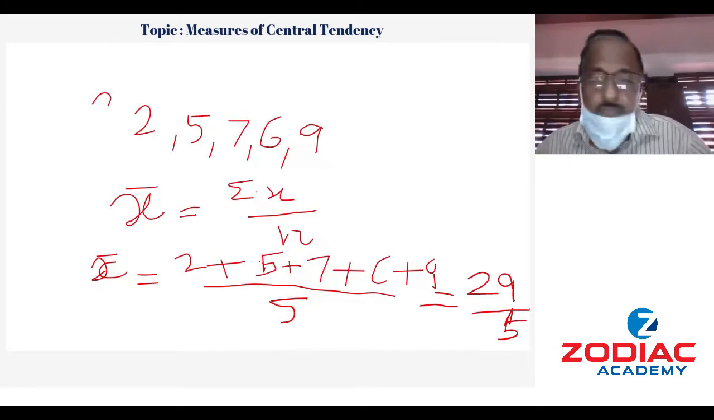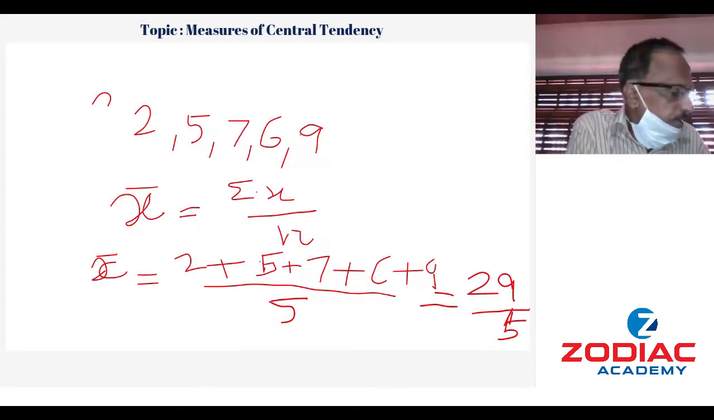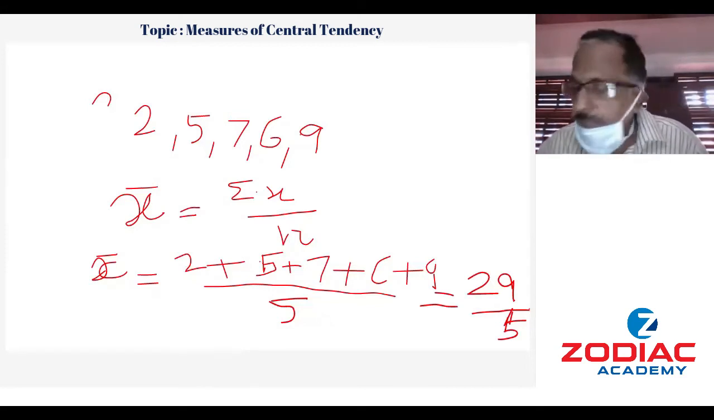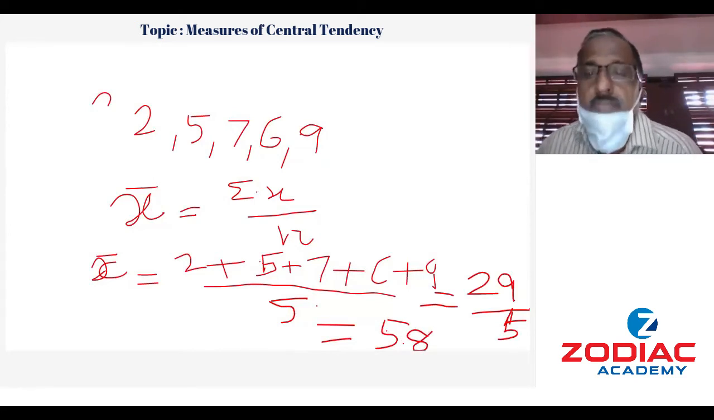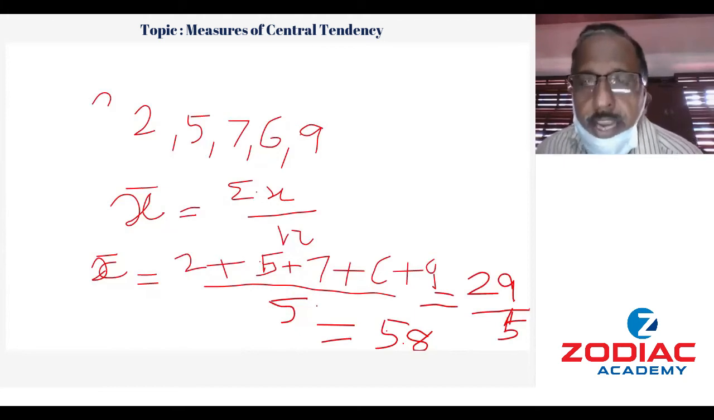That is 29 divided by 5, which is equal to 5.8. This is the arithmetic mean in the case of individual observations.